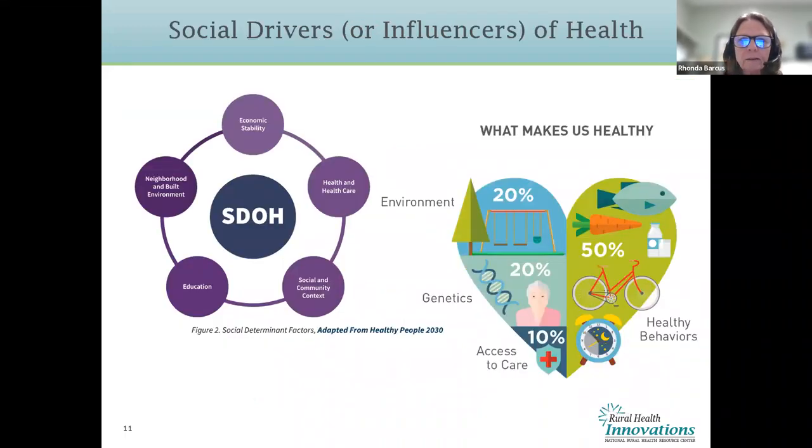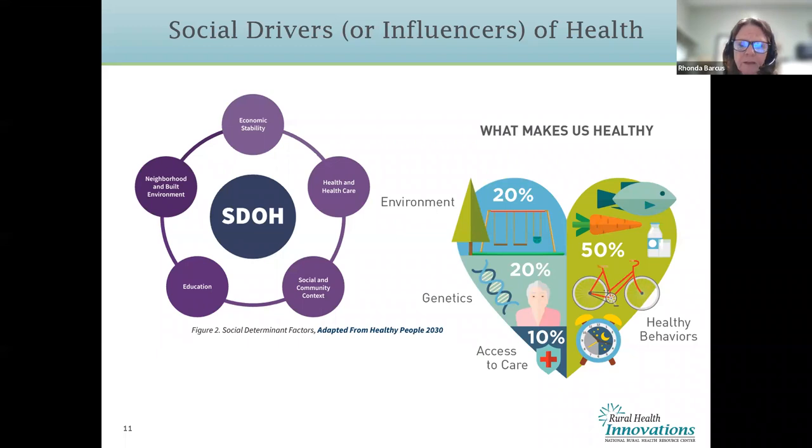So Kiona is going to come back later and talk about social drivers of health. And you can see, again, the pieces that encircle social drivers of health that really matter. But you probably have seen some of this data before. Just a reminder that access to health care only impacts about 10 to 20% of a person's health. 50% is impacted by their behaviors, 20% by genetics, and then another 20% by the environment in which they live.